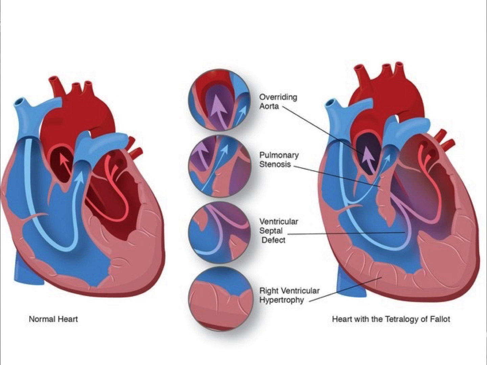The second condition is pulmonary stenosis. The pulmonary artery is the blood vessel that carries blood from the heart to the lungs to get oxygenated. The narrowing of this artery prevents blood from getting to the lungs. The third condition is a ventricular septal defect, which is a hole in between the bottom 2 chambers, or ventricles, of the heart. These all combine to cause right ventricular hypertrophy.